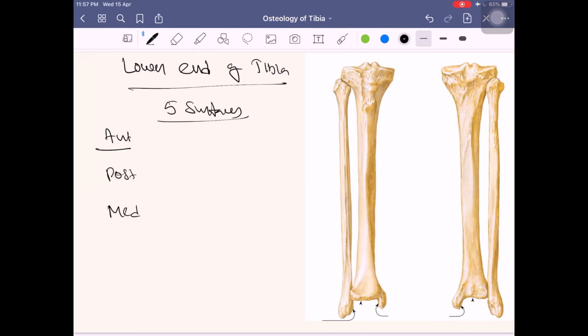your inferior surface. So this will be your anterior surface of lower end, this is the posterior surface of lower end, then medial will be your malleolus, this is the medial surface, and in the same way lateral will be your fibular notch, that is your lateral surface, and this will be your inferior surface. So these are all the 5 surfaces. As far as anterior surface is concerned, the upper part is smooth, whereas your lower part, if you see, is rough.